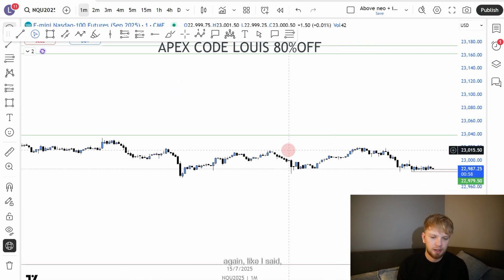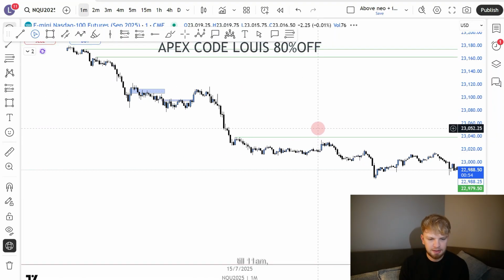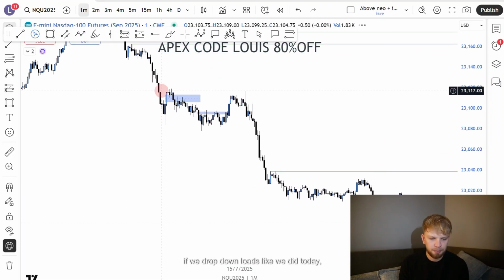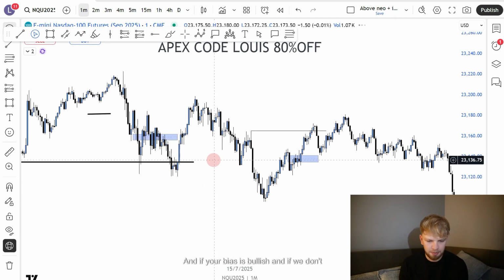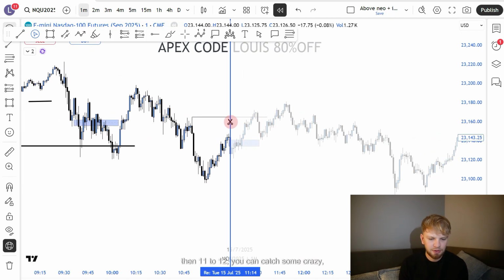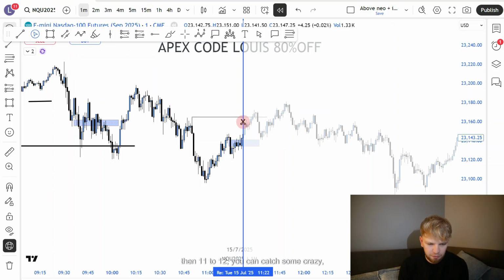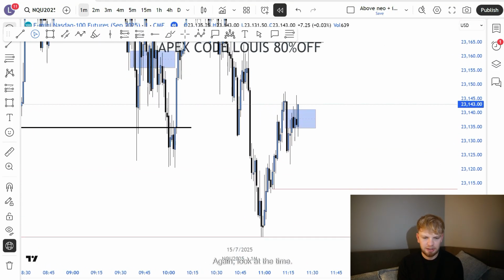But now, again, like I said, if we don't get a long position from 9:30 till 11 a.m., if we drop down loads like we did today, and if your bias is bullish, and if we don't really take out buy side liquidity, then 11 to 12 you can catch some crazy positions. So let's take a look at this. Again, look at the time.